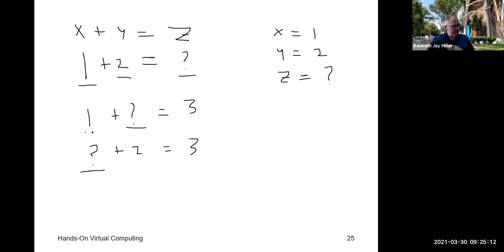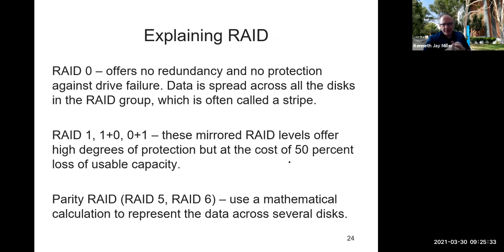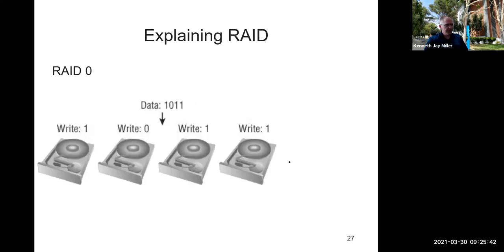If this disk is good, but this disk fails, I can calculate what's missing with some simple mathematics, right? Some calculation. And the same thing here. If this disk fails, I can use the two values to calculate what's missing. All right. So RAID 5 uses a mathematical calculation to represent whatever data is across several disks.